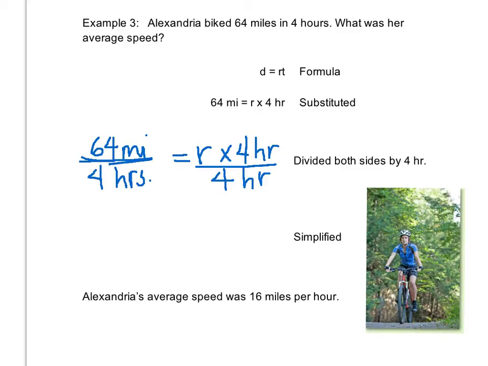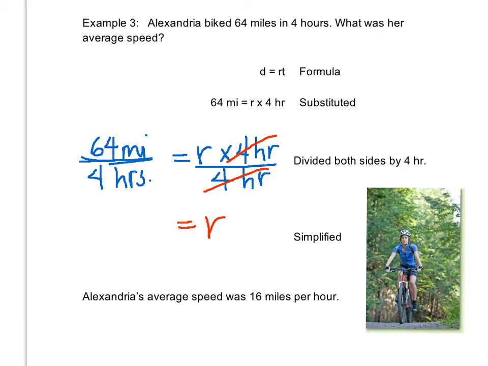So we set up, in order to isolate the R, the unknown, we need to divide both sides by 4 hours. This is a multiplication problem right here. We use the inverse operation, division, to isolate the variable. So here we've set up our problem and dividing both sides by 4 hours. So on the right side of the equation, 4 hours divided by 4 hours leaves us with just R all by itself. So we've isolated the variable R.